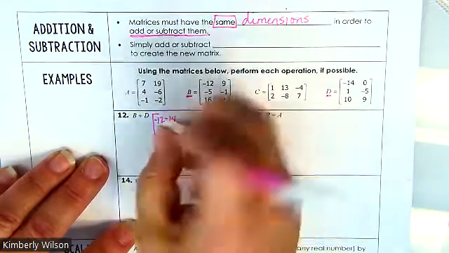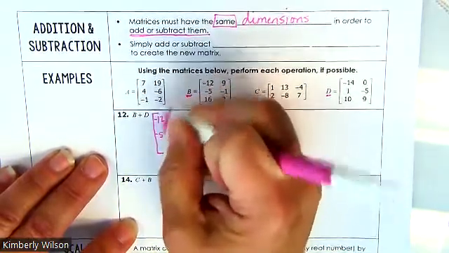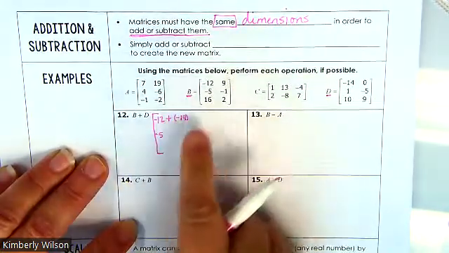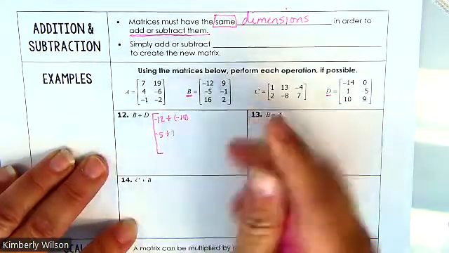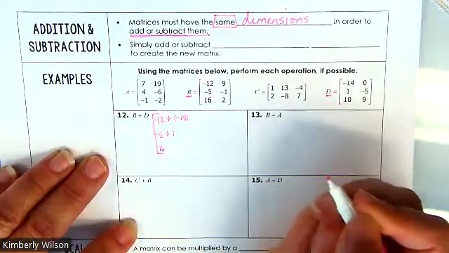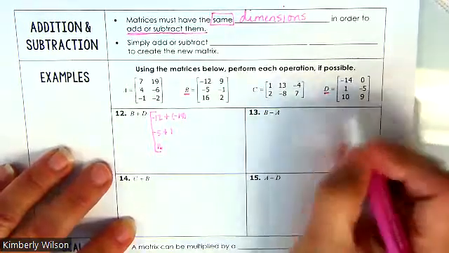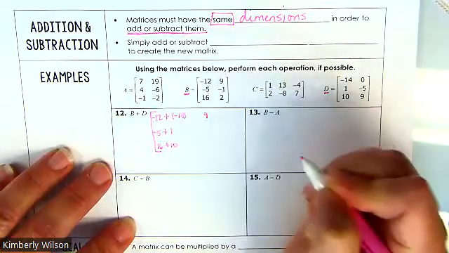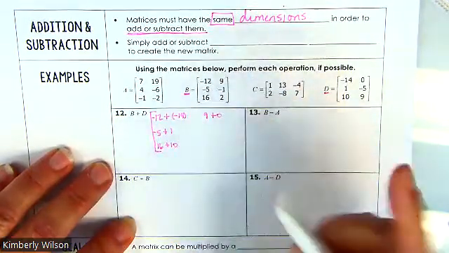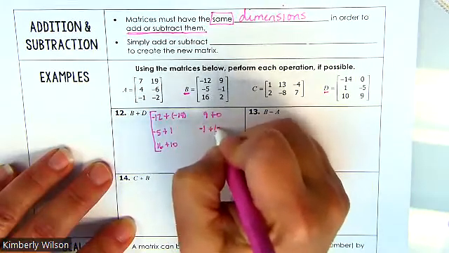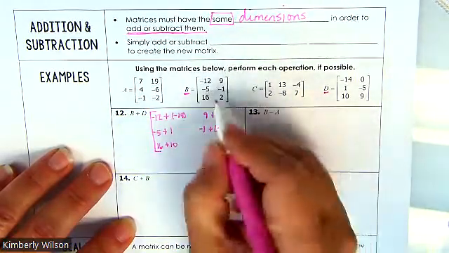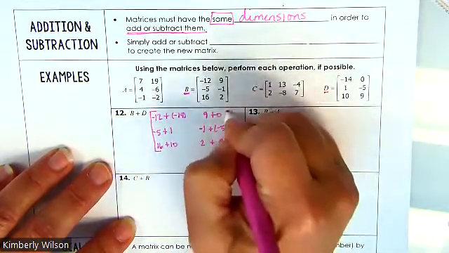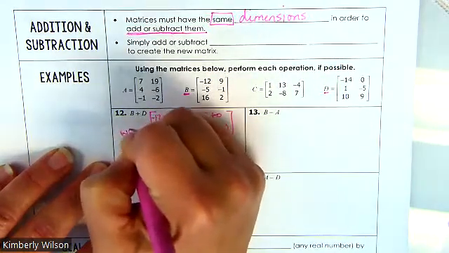Oh, I'm adding. So this is -12 plus -14. And then I have -5 plus 1. And then I have 16 plus 10. And then we have 9 plus 0, -1 plus -5, 2 plus 9. This is the work.